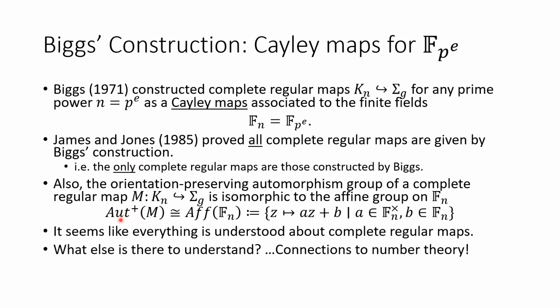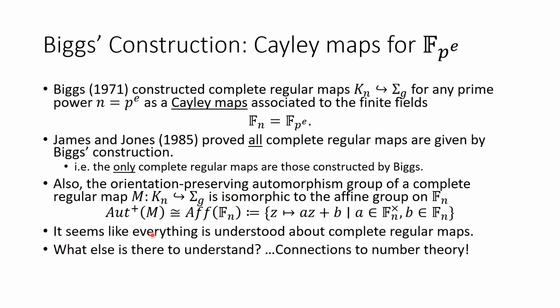So the orientation preserving automorphism group of a complete regular map is isomorphic to the affine group on this finite field, which is the set of affine transformations of this finite field thought of as a one-dimensional vector space over itself. So they're the maps Z going to AZ plus B, where A is in the multiplicative group of the finite field and B is in the additive group of the finite field. And notice this affine group also has n times n minus 1 elements, which is where that fact I told you about the orientation preserving automorphism groups of a complete regular map comes from.